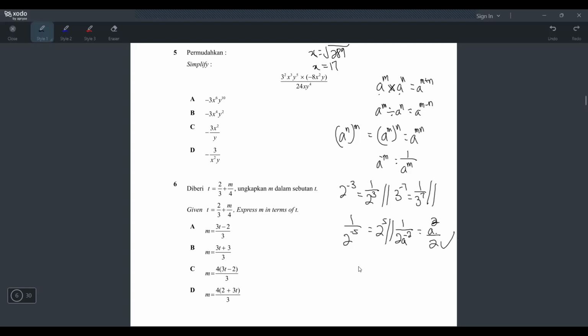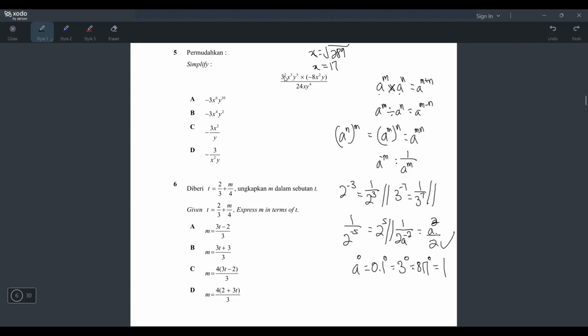Okay. And final thing is, if I give you A power 0 ataupun 0.1 power 0 ataupun 3 power 0 ataupun 817 power 0, you need to know the answer is 1. Anything power 0 is 1. Okay. Anything in this world power 0 is 1. So all this formula, you need to know all of it. Okay. But why I suddenly talk about this is because this question, you need to know all of this formula. All right, let's do this question.